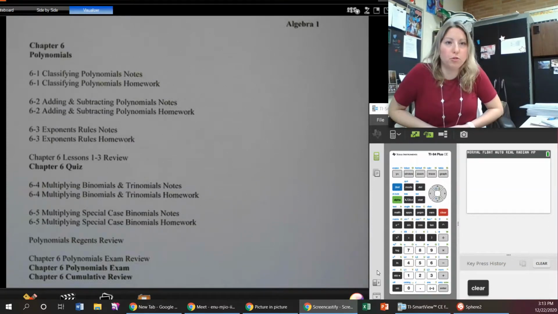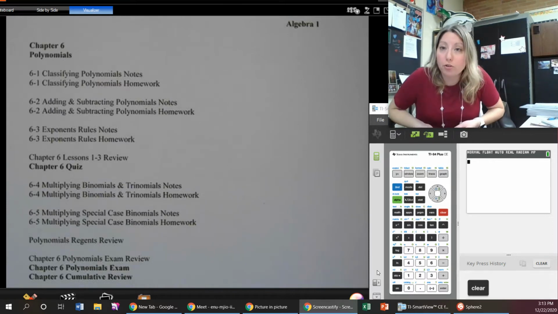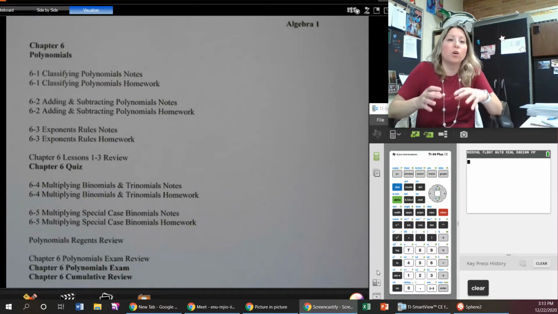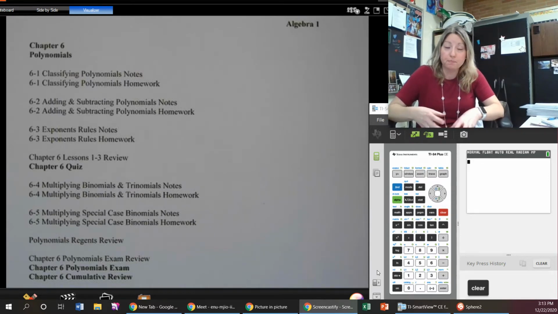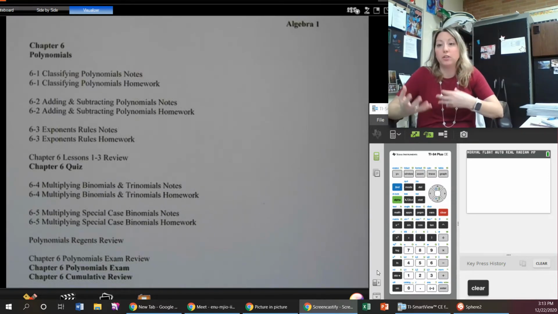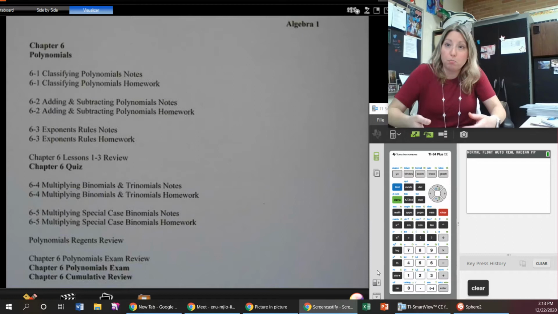Algebra. Welcome to Chapter 6, Lesson 1. Before we start Lesson 1, let's go through a quick overview of all of Chapter 6. We're going to start talking about polynomials in Chapter 6, and that will lead us further into Chapter 7, which we call factoring, which will lead us into being able to solve quadratic equations.